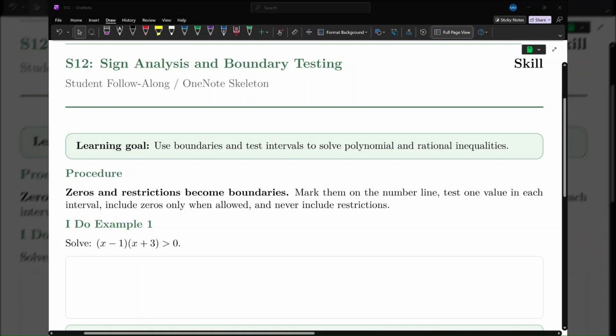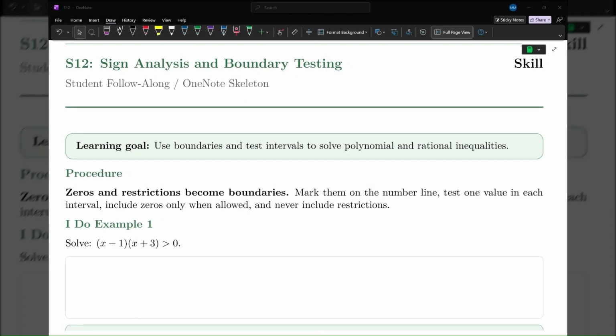Okay, welcome to video S12, sign analysis and boundary testing. You're probably thinking another sign analysis video. Yeah, another sign analysis video. This one, I'm going to dive a little more into what the actual sign analysis could look like and look ahead a little bit at what could go wrong in the future.